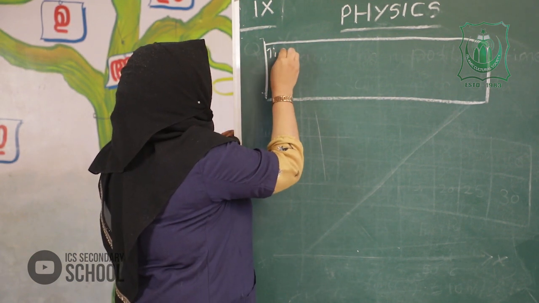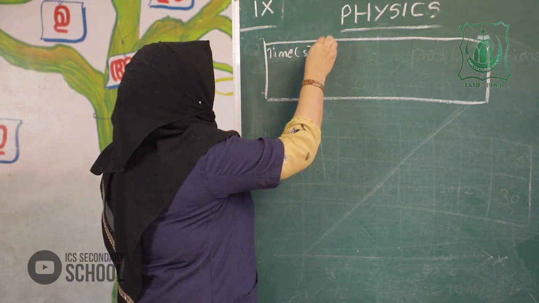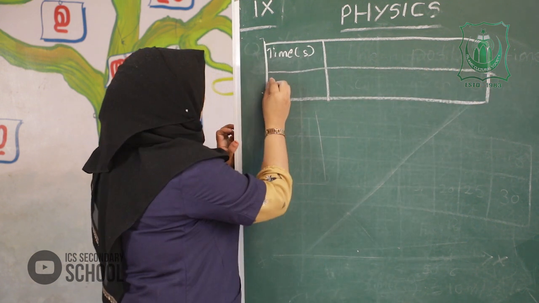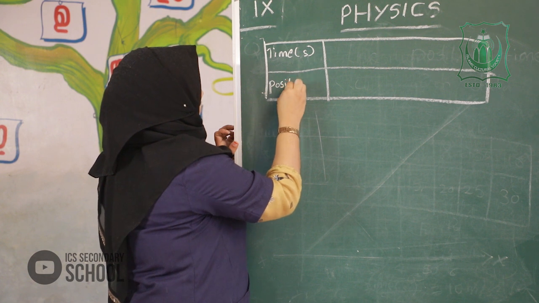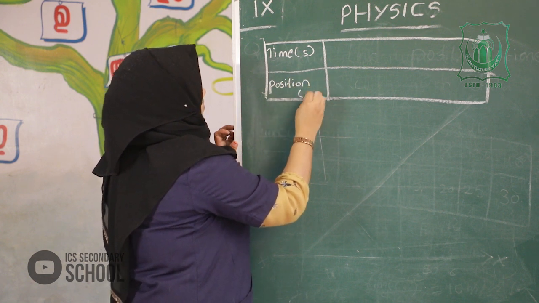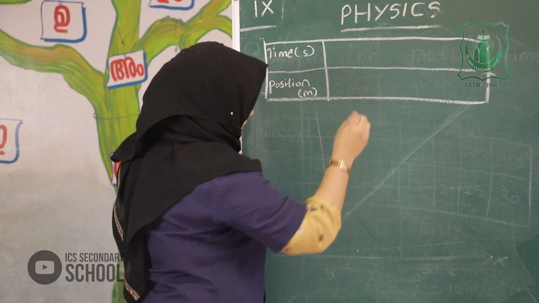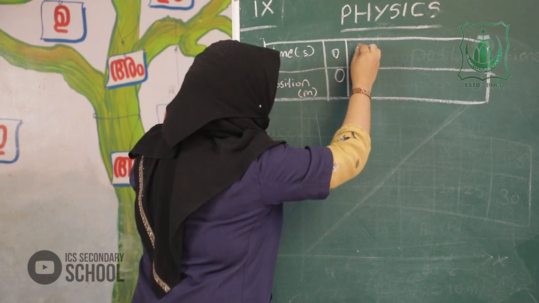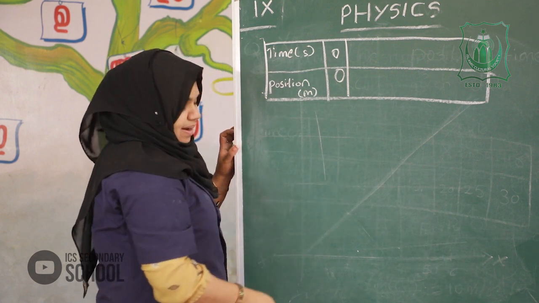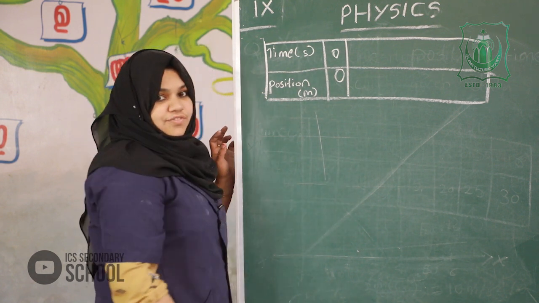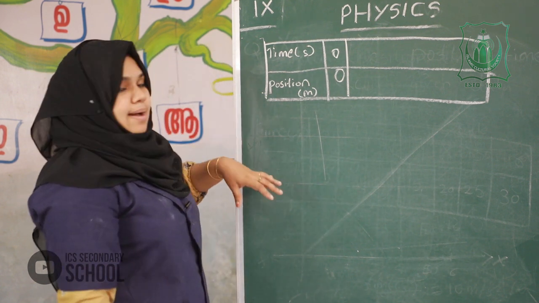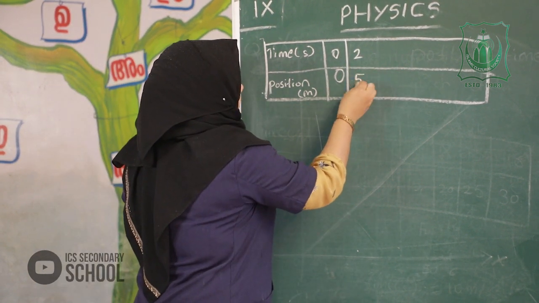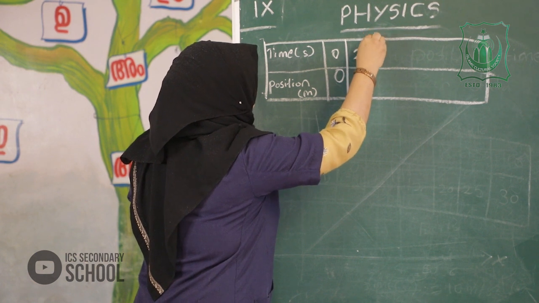Time, seconds, position, meters. From the motion of that car, how do we complete this table? At 0, 0 is given. At 2, 5 is also given: at 2 seconds, 5 meters.